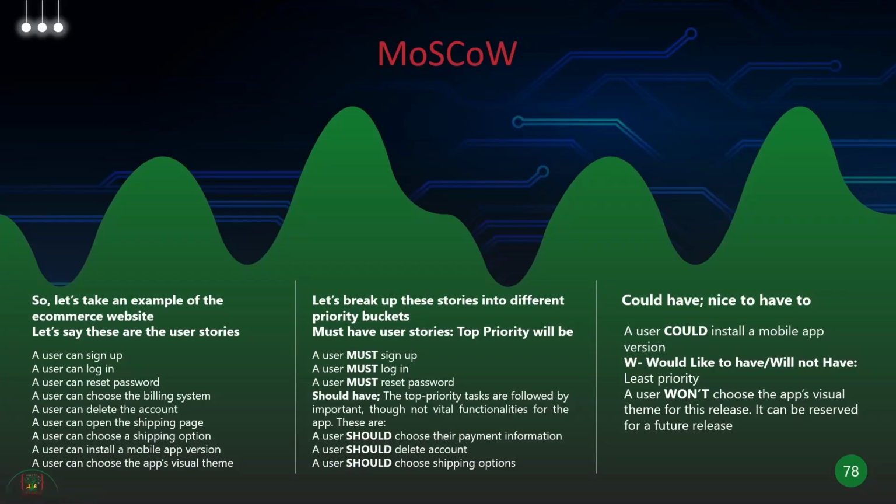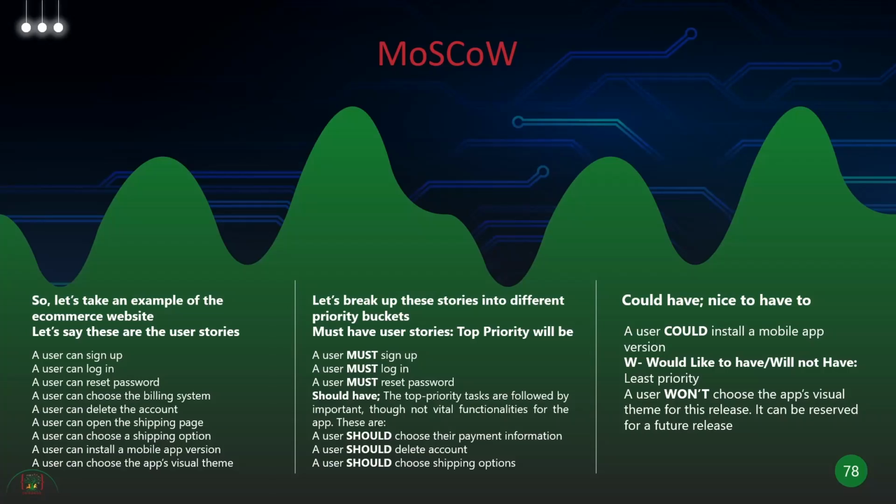All right. So, if you look at an example of MoSCoW, and how you will prioritize your user stories in the product backlog, let's say I take the e-commerce website. You want to break it up into priorities. A must-have, a top priority, would be a user must be able to sign up in your e-commerce website. They must be able to log in. They must be able to reset their password.